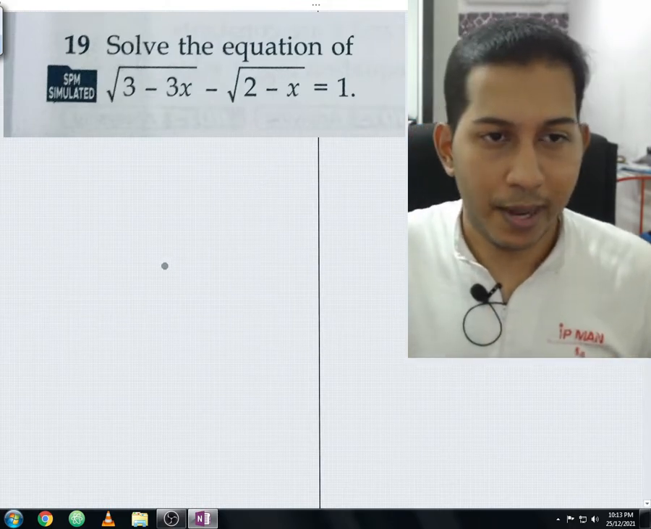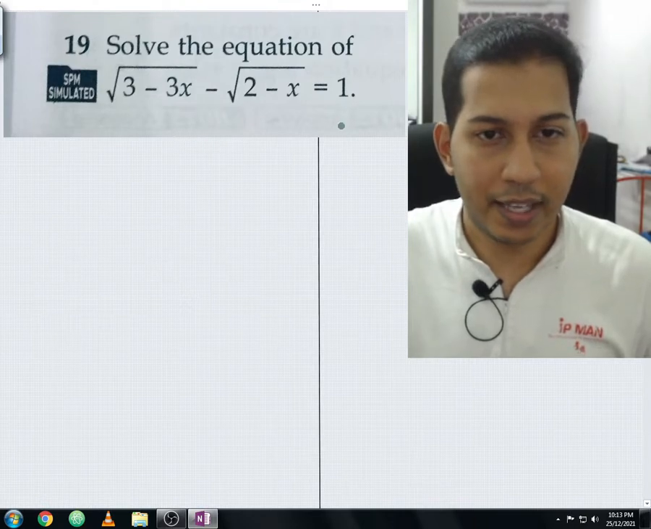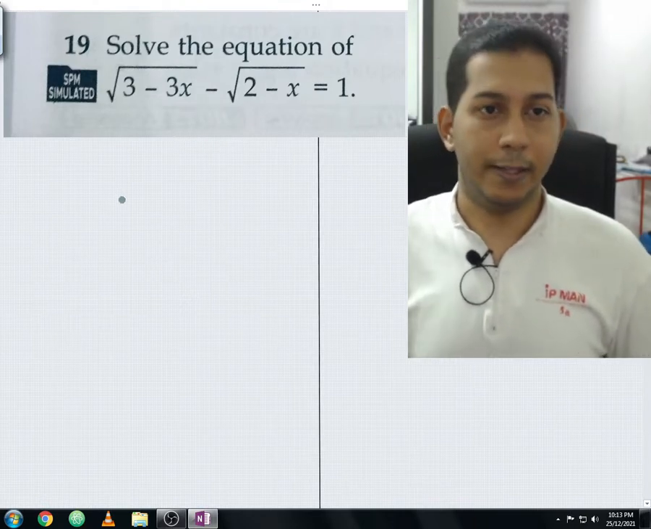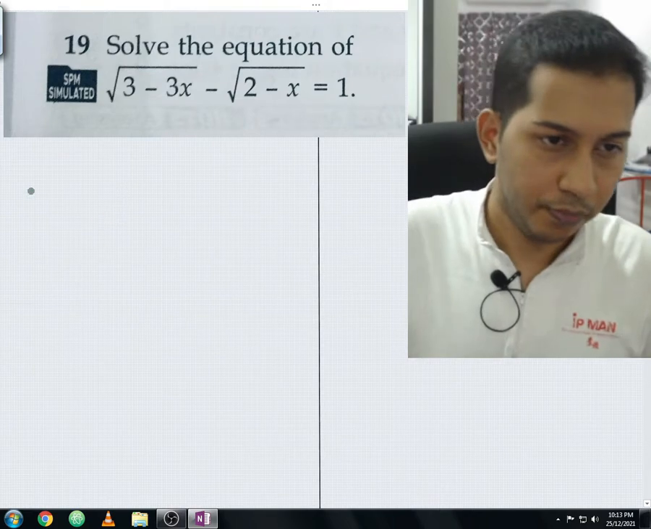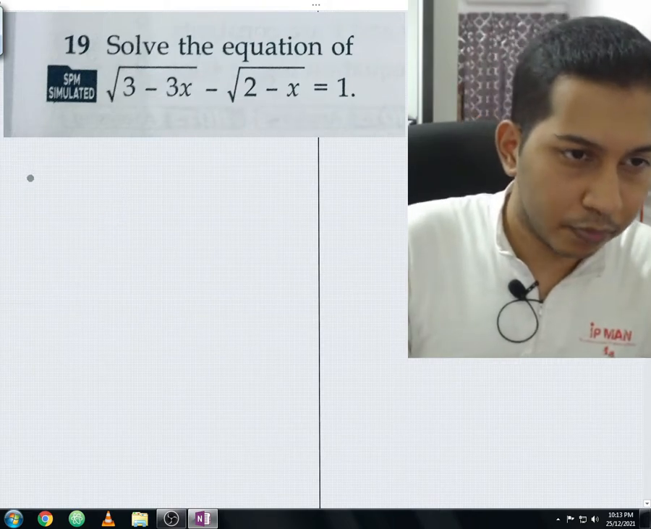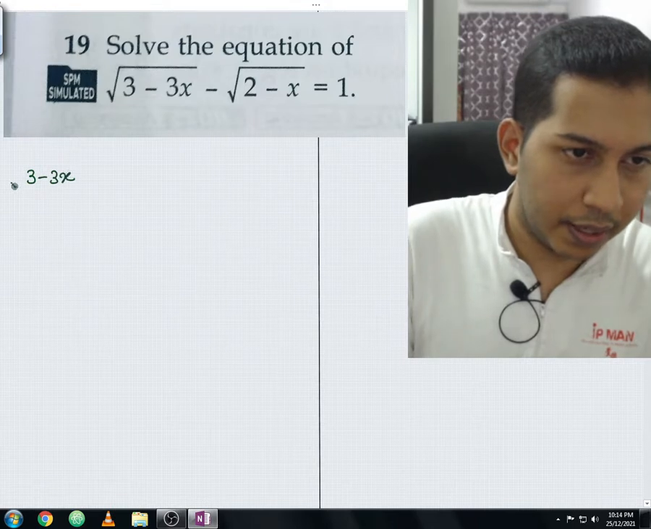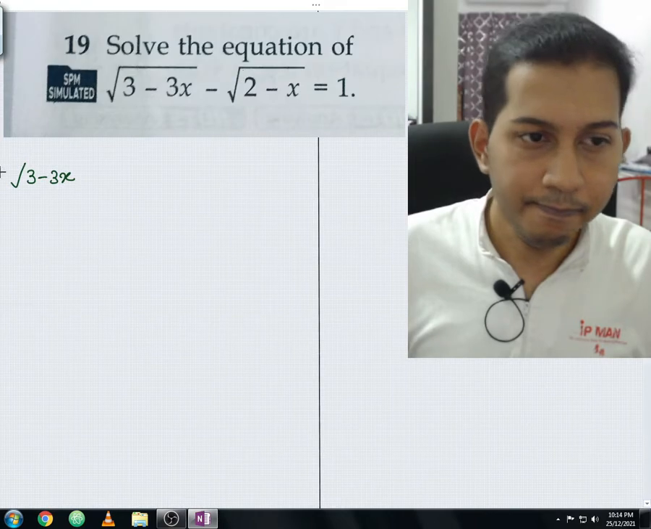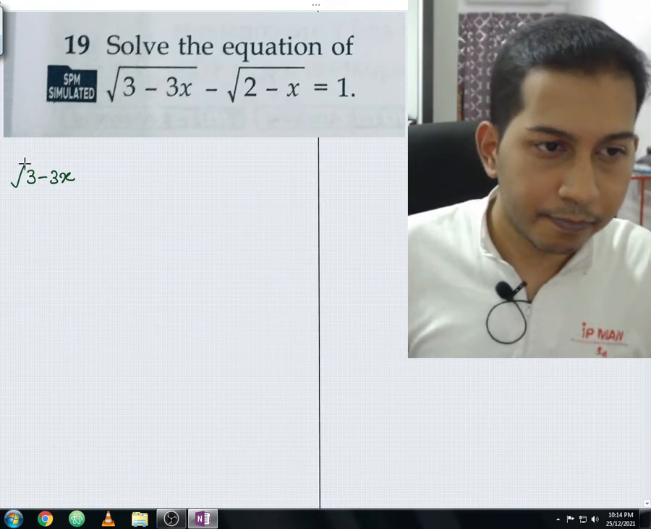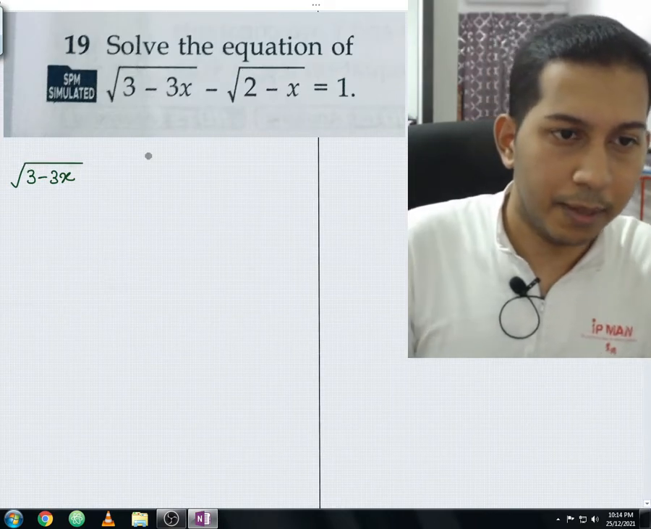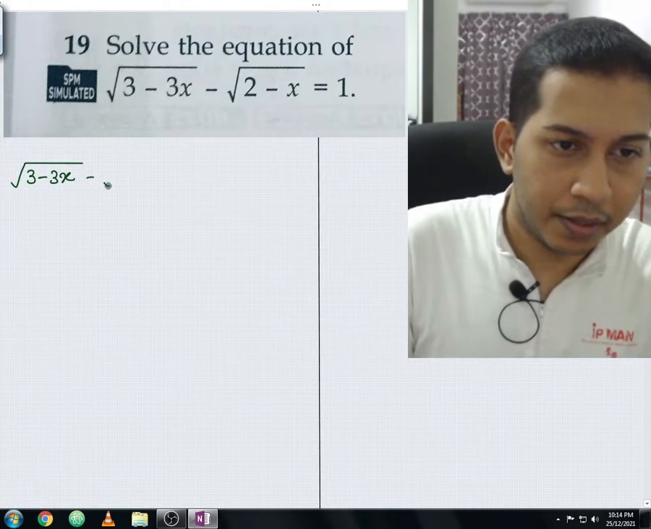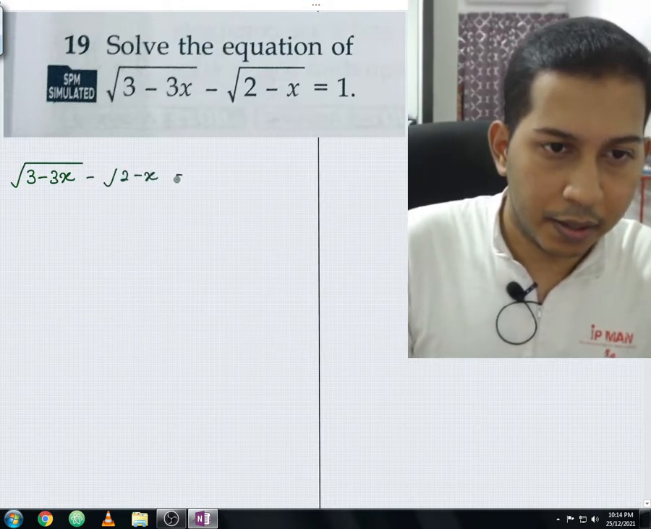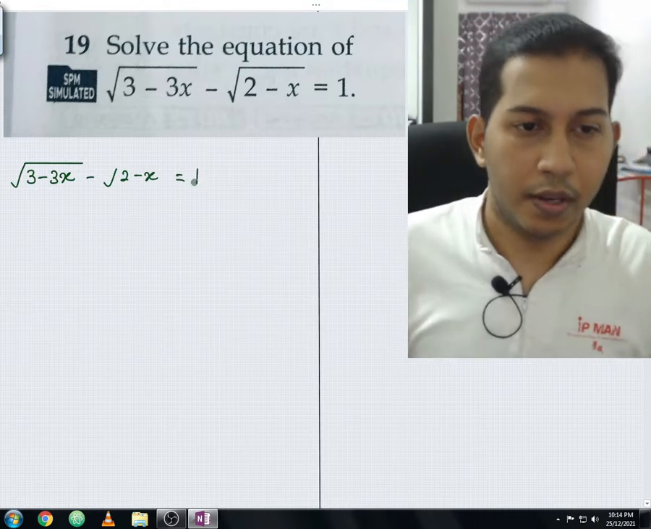For the first step, I'm going to rewrite this equation given by the question into my working here. So let us start. So from here, √(3 − 3x). Let me underline the surd. And then minus √(2 − x) equals to 1. Let me underline the surd.